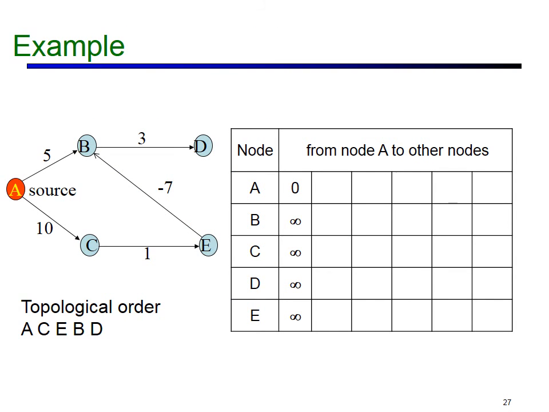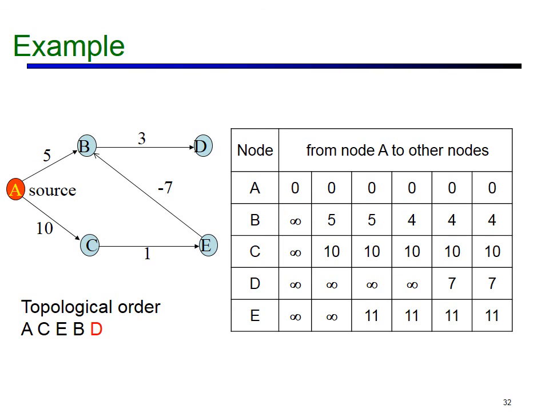Let's apply this algorithm onto our running example graph. We first topologically sort the nodes to get the list of topologically ordered nodes A, C, E, B, D, and we initialize the d values to 0 for the source and infinity for the other vertices. Then we pick a node from the topologically ordered list of nodes and relax all of its outgoing edges. We pick A and relax the edges to B and C. We pick C and relax the edge to E. We pick E and relax the edge to B. We pick B and relax the edge to D. And finally, we pick D.